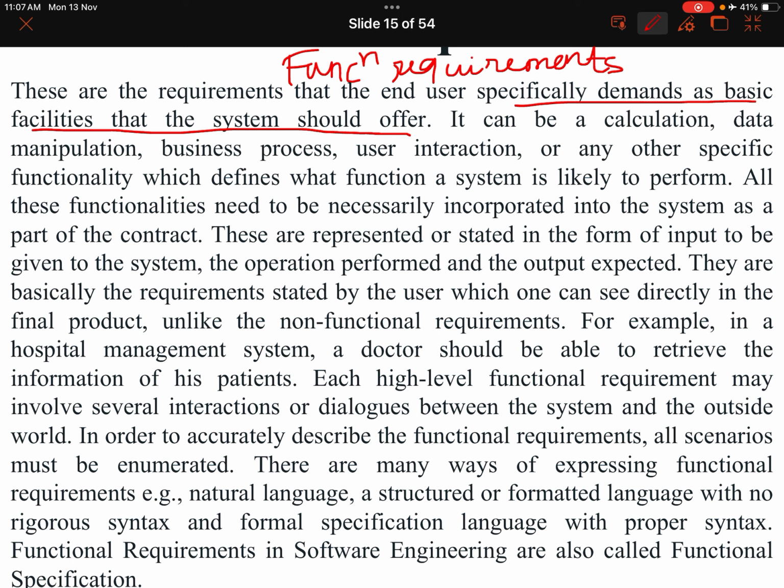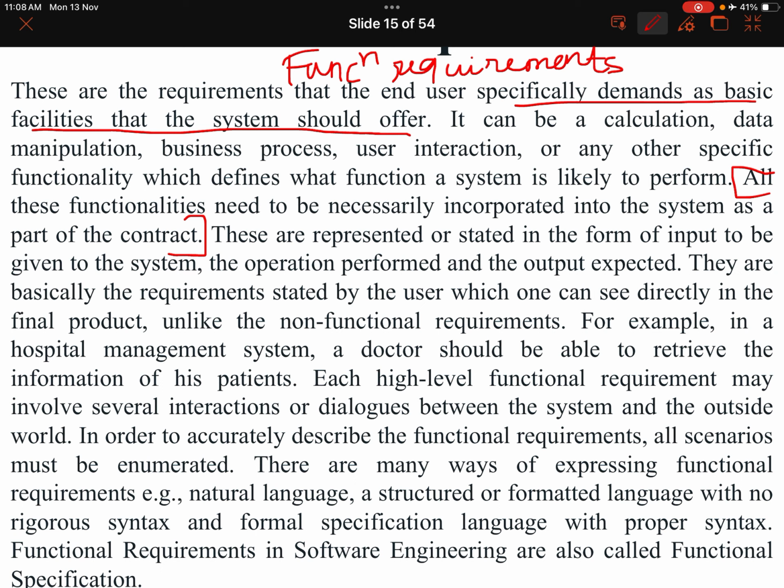All these functionalities need to be incorporated into the system as a part of the contract. These are stated in the form of input to be given to the system, the operation performed, and the output expected. They are basically the requirements stated by the user which one can see directly in the final product, unlike the non-functional requirements.